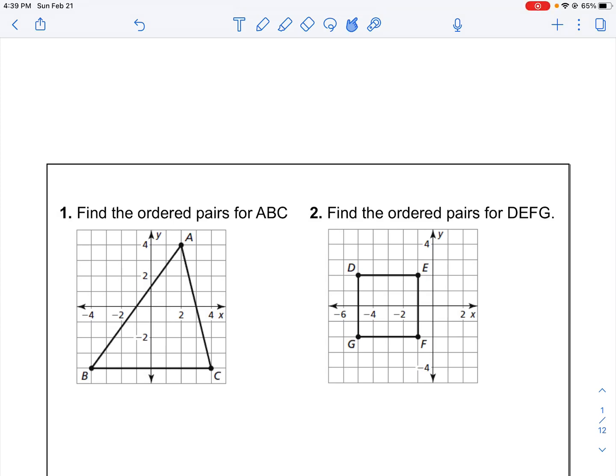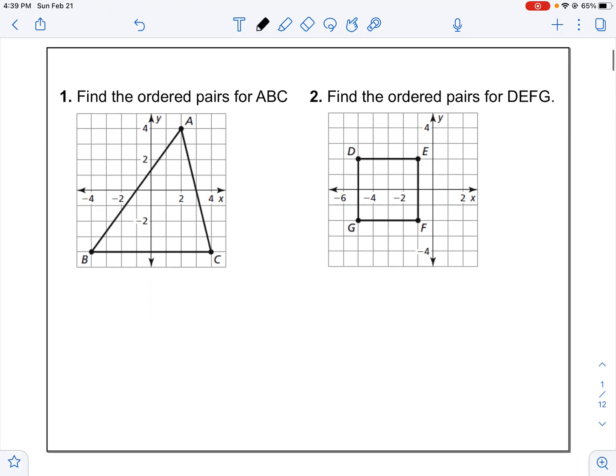All right, guys, this is section 4.5, dilations. And in this section, some of the stuff you're going to have to remember from the past is making ordered pairs. So let's go ahead and look at that. Just a reminder, ordered pairs are x, comma, y.